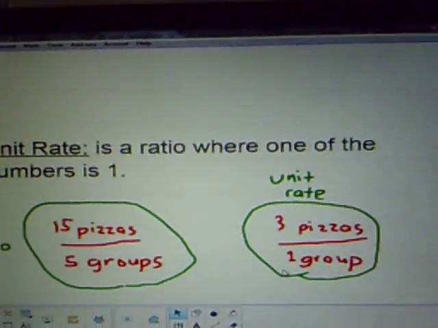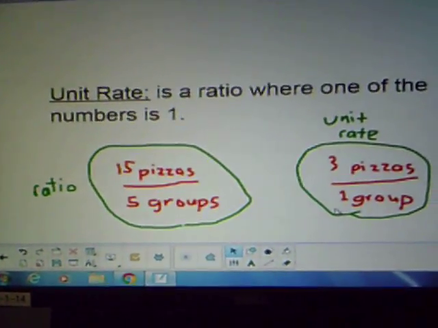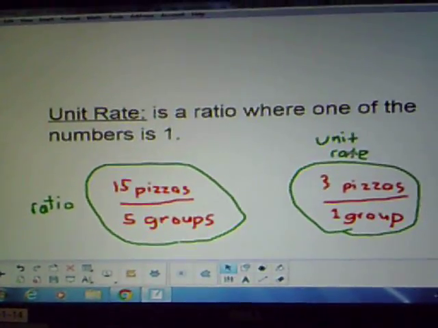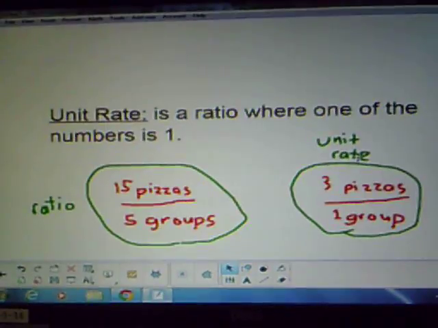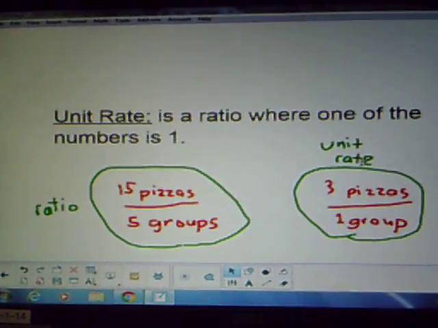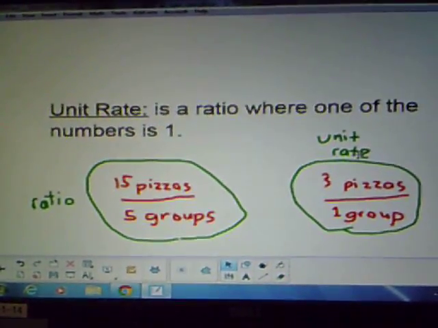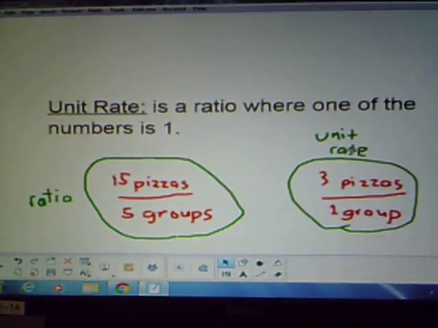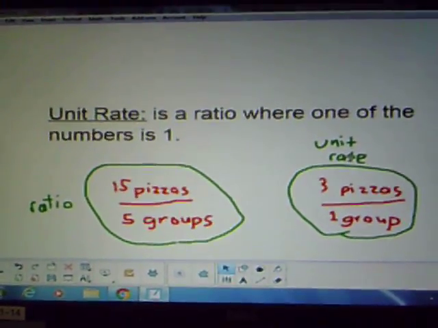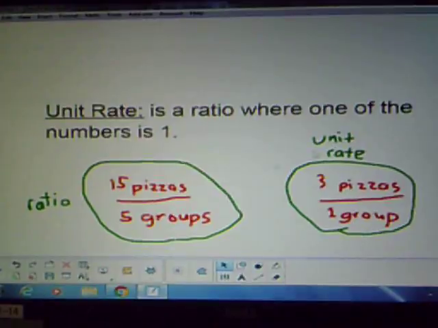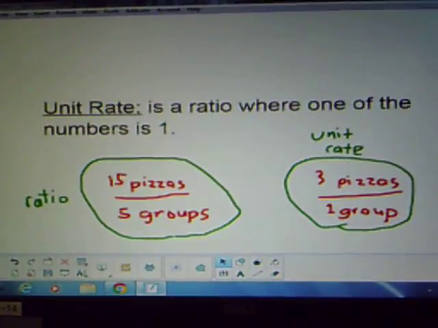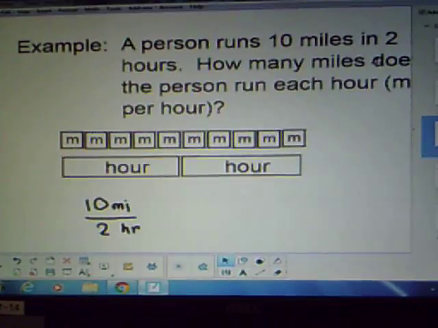Okay, so this is the difference between a regular ratio and a unit rate, which is still a ratio, but just a special type of ratio. And in the next video, we'll learn how unit rates help us solve problems. But for now, let's just focus on how to find a unit rate. Okay, so let's look at two related examples.